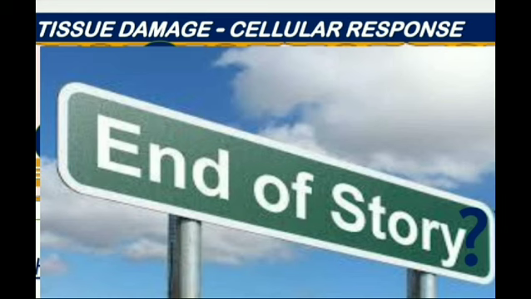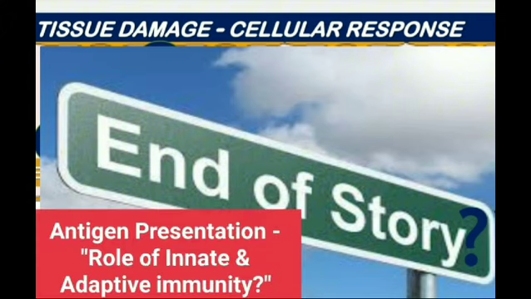So now, if the offending agent is phagocytosed and the dead material removed, is it the end of the story? No. Then the adaptive immune system takes over. Innate immunity and adaptive immunity interact, which we'll see in the next video.